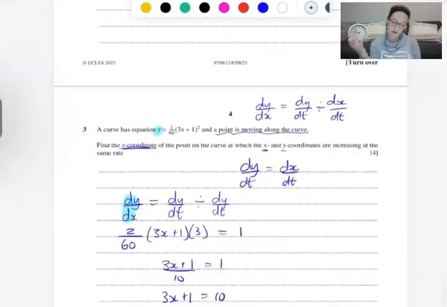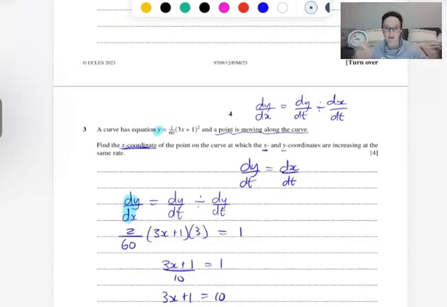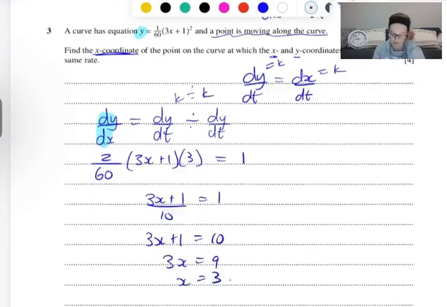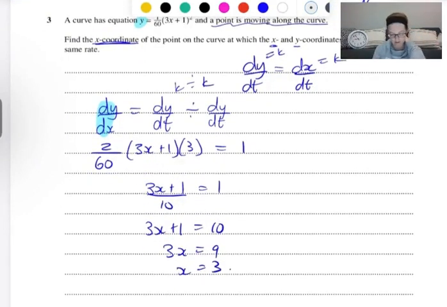Okay, this is quite straightforward. Maybe something that you're just not used to is the fact that, if they say your dy/dt is the same as your dx/dt, then they just cancel out. If you wanted to make it a variable, let's just say it's equal to k, and that's equal to k, so in the end we've got k divided by k. The point is that it becomes 1, okay?